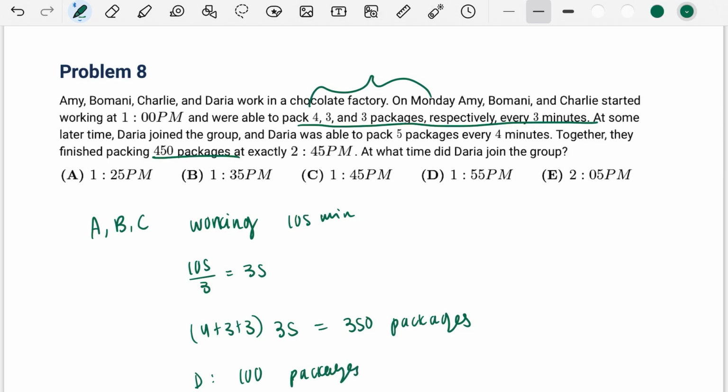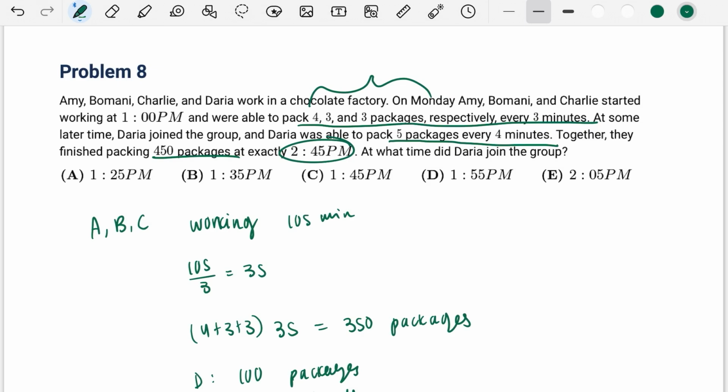Now we know that Daria was able to pack 5 packages every 4 minutes. So that means that she had 20 intervals in which for each interval she packaged 5 packages, right? So 20 intervals, and each interval lasts 4 minutes. So that means that Daria was working for 80 minutes total. So we know that she worked for 80 minutes and she finished at 2:45 p.m.